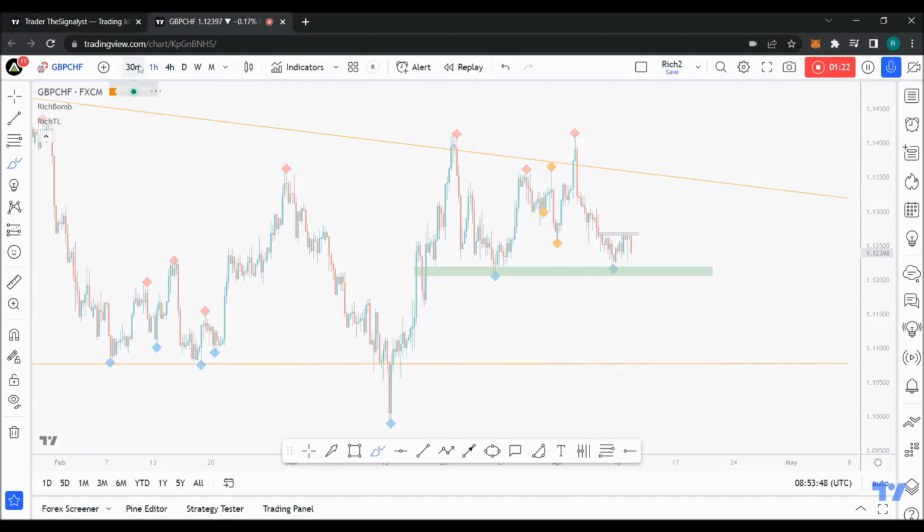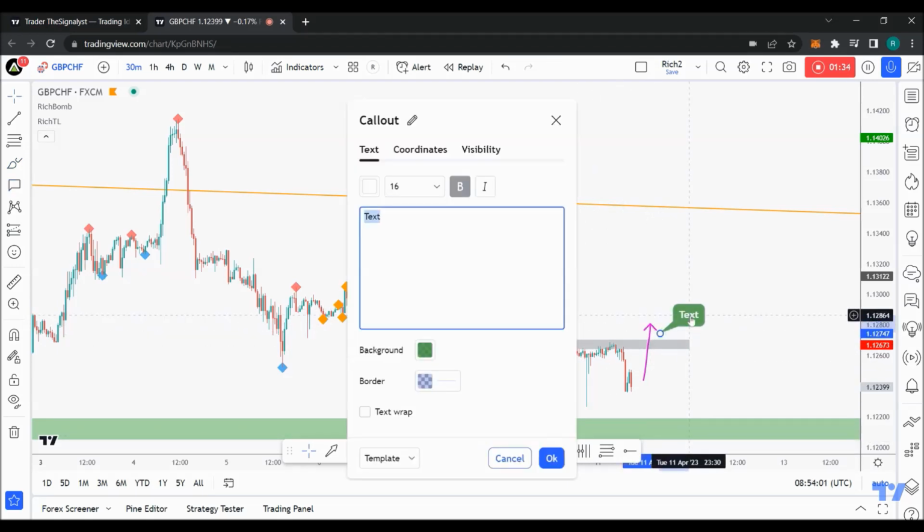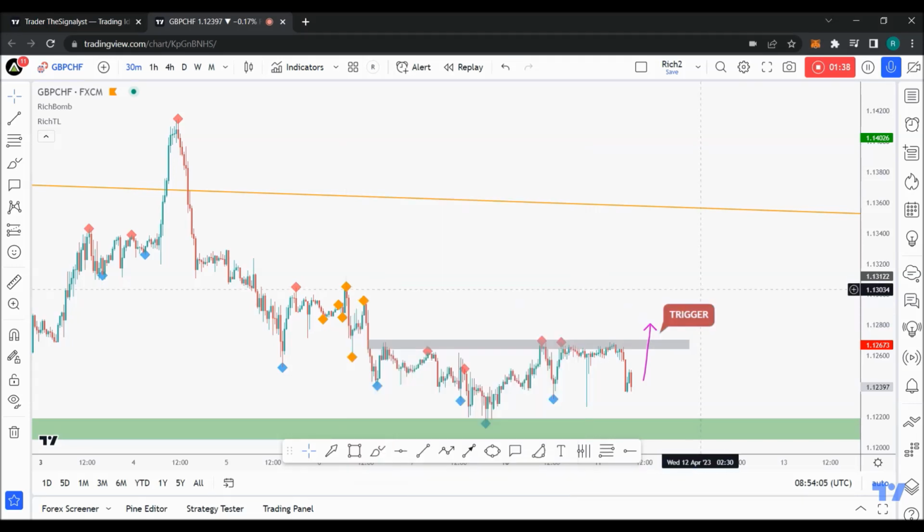If you zoom into H1 or even a 30 time frame, we can see that we are currently in a range in the shape of an inverse head and shoulders pattern. But for the bulls to take over, we need to see a break above this upper bound. This would be my trigger. For those who know me, I always highlight it like this and I make it in red, just like this one.